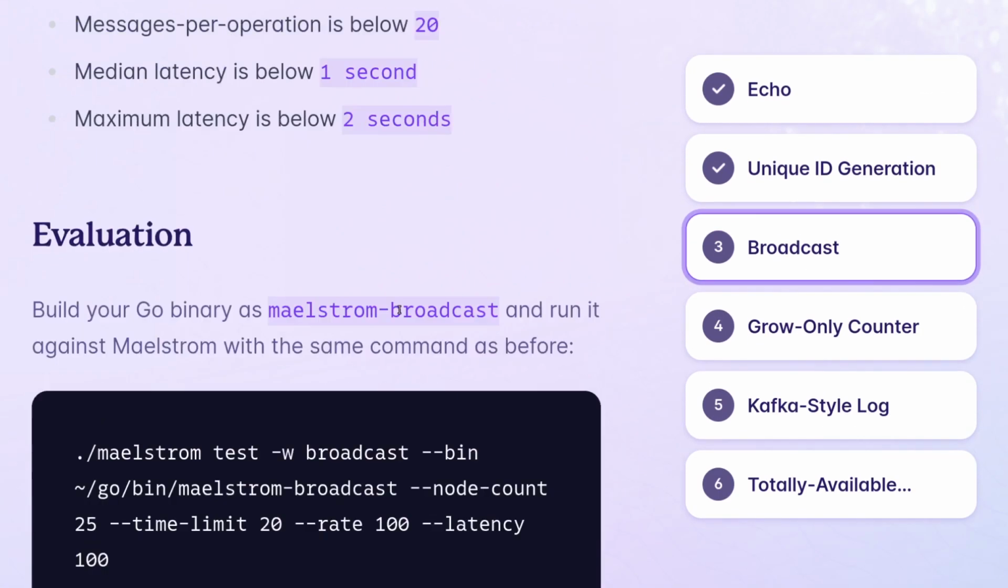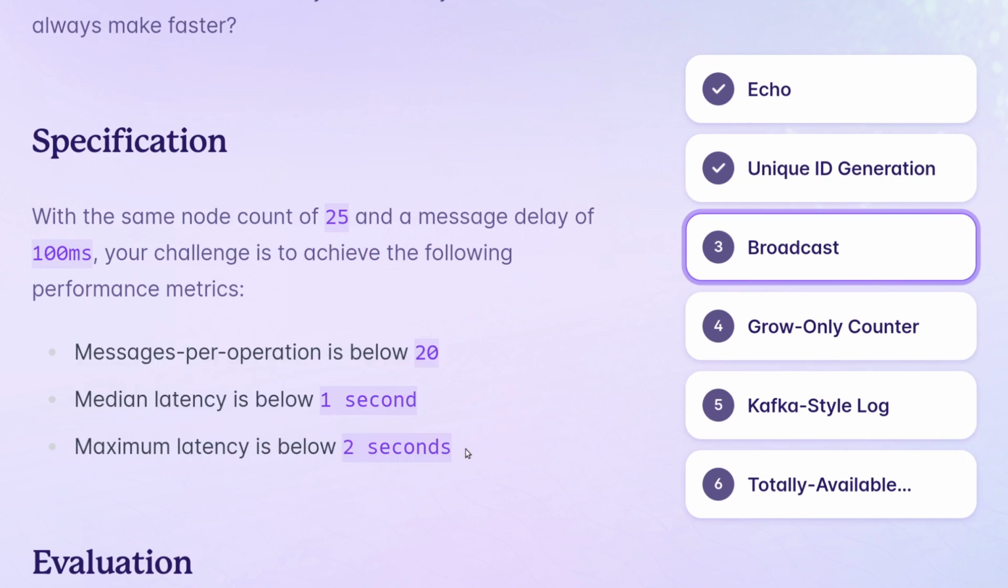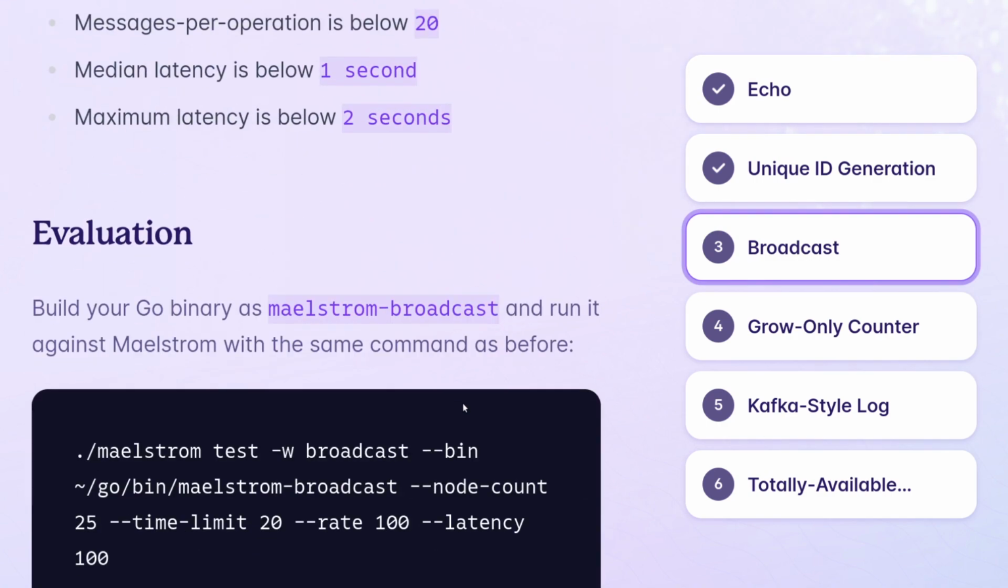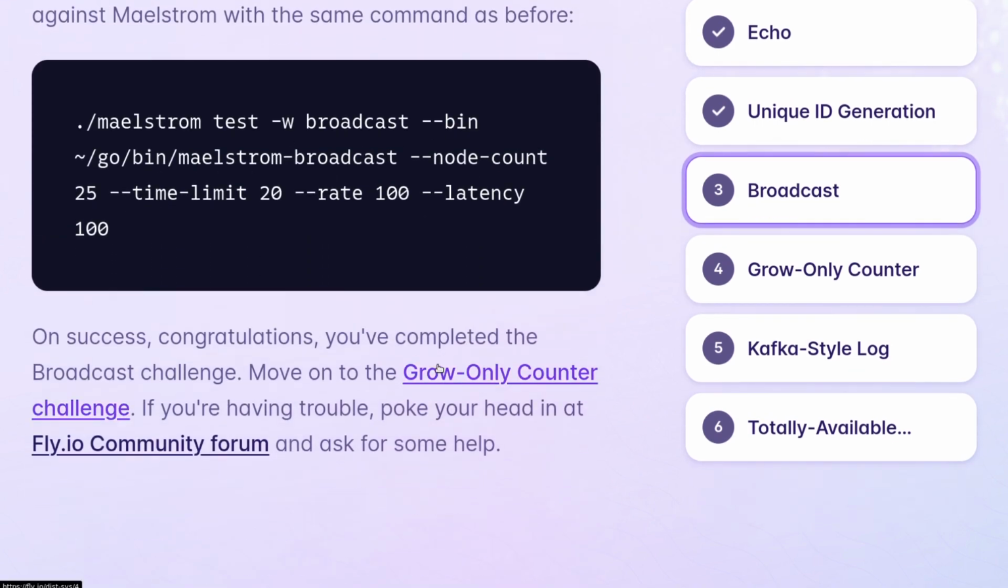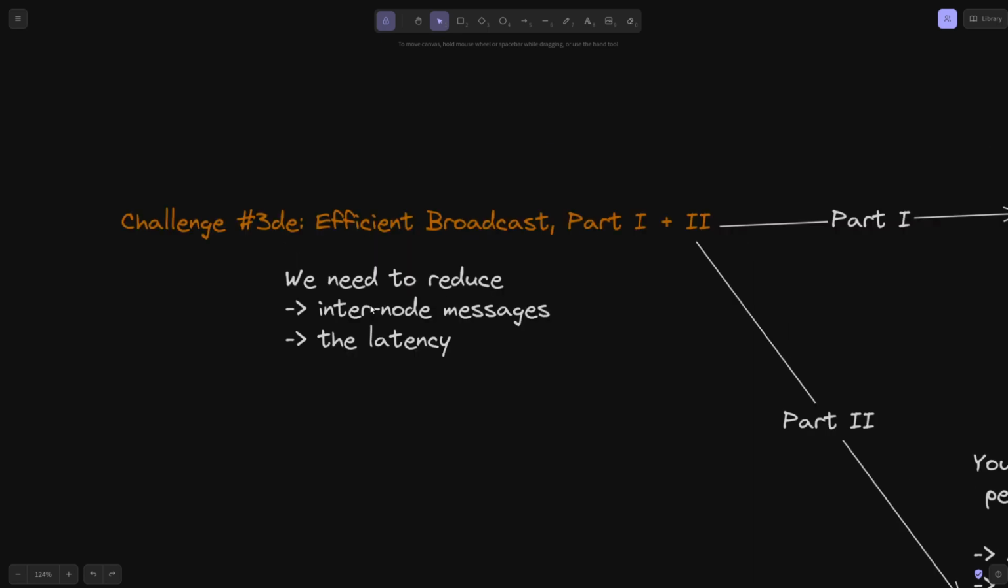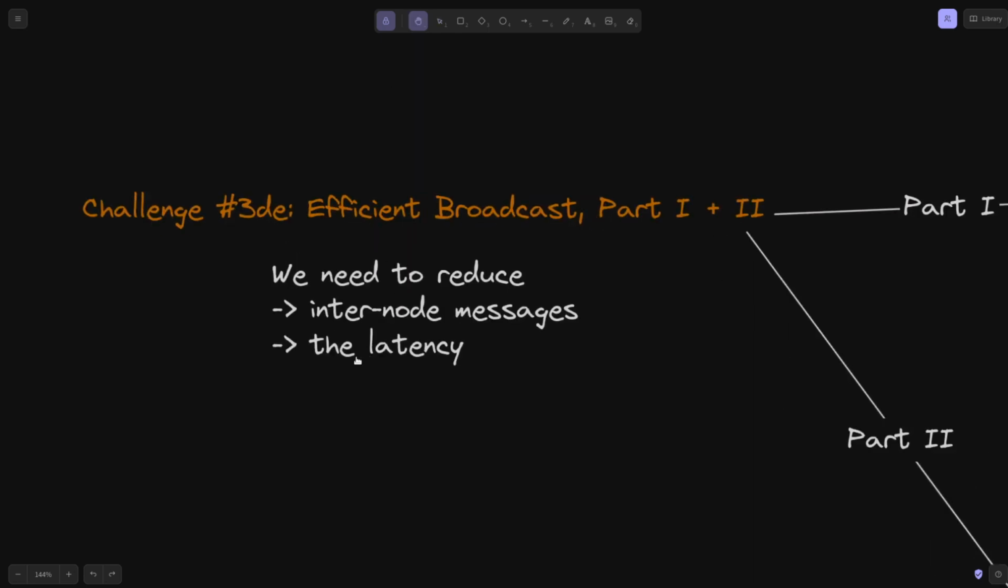Part 2 is almost the same. Just these constraints are different. So earlier it was 30, so now they are expecting the messages per operation to be below 20, and the median and the maximum latency below 1 and 2 seconds respectively. Okay, let's go ahead and understand this challenge, and let's find some ways to approach this.